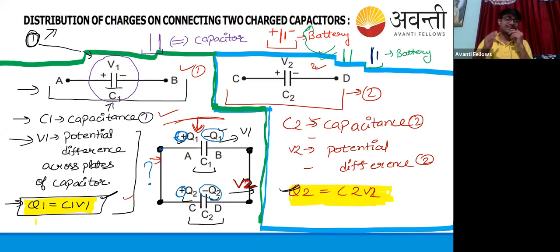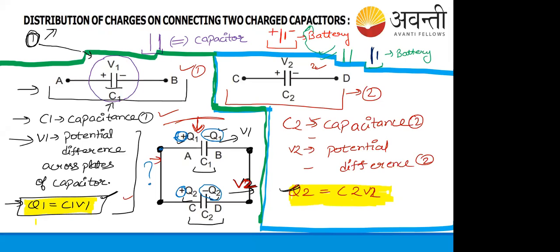What I'm saying is that initially there will be no change. There will be charges Q1, Q2, everything is fine, C1, V1, C2, V2. But with time, due to potential difference, charge will flow from higher potential to lower potential. If V1 is higher, charge will flow from upside to downside. If V2 is higher, the charge will flow from downside to upside. Let us go to the next slide.